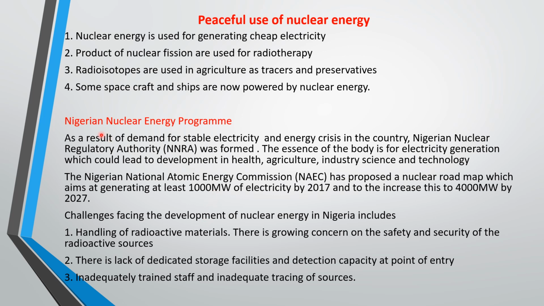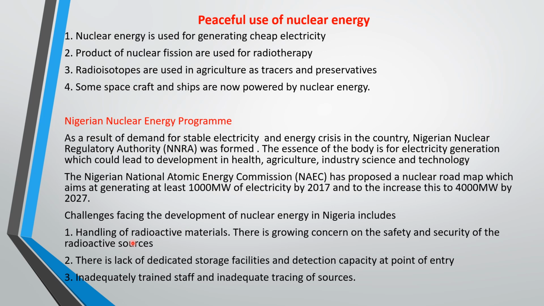Okay, so the Nigerian nuclear energy program. Because of the importance of nuclear energy, the Nigerian Nuclear Regulatory Authority was formed to help in carrying out research so that Nigeria can begin to generate electricity from nuclear sources. If this is done, it will help in the development of health, agriculture, industries, science, and technology. All right. But what are some of the challenges that Nigeria faced in developing their nuclear energy program?